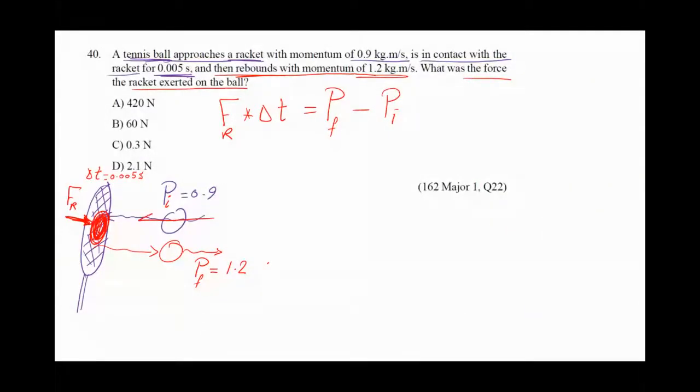And in this problem, I have two directions: to the left and to the right. Like I have two opposite directions. So I will say, for example, the negative direction is to the left. So this P initial will be negative 0.9 because it's to the left, and the momentum to the right I will take as positive. Okay, so let's apply it, and this is a problem actually. Most of you forget to use the vectors while they are dealing with momentums. So F R times the time of application, 0.005 seconds, equals P final, which is 1.2, minus P initial, which is negative 0.9, because it's to the left.